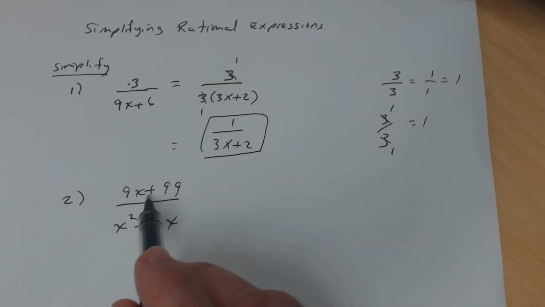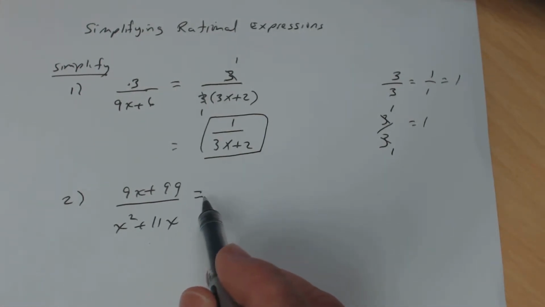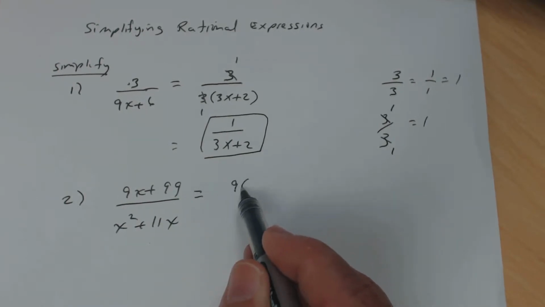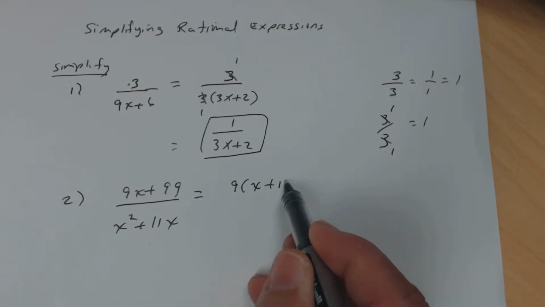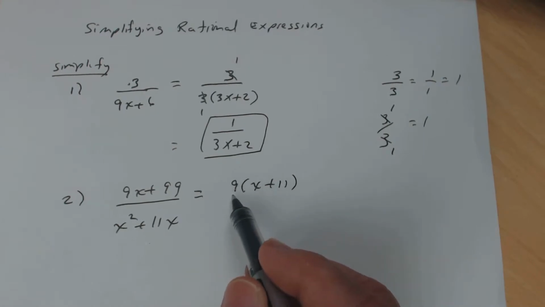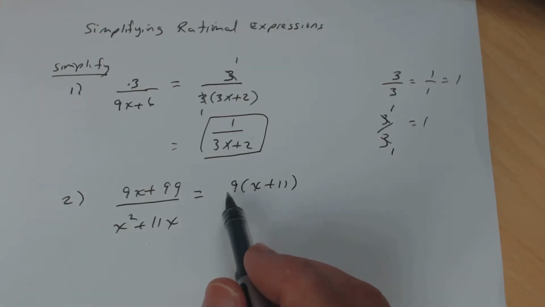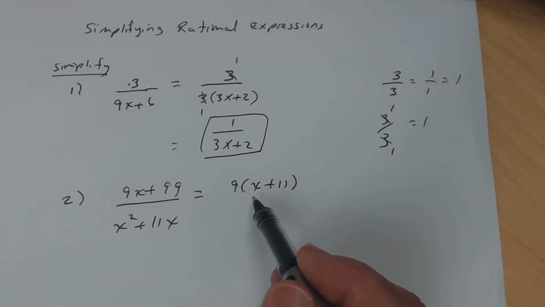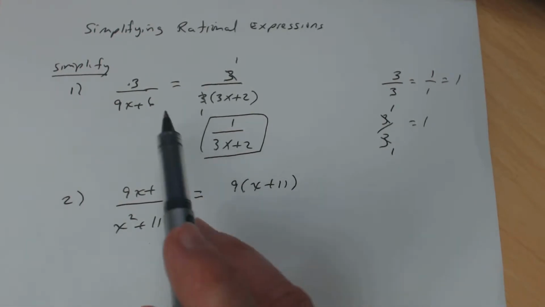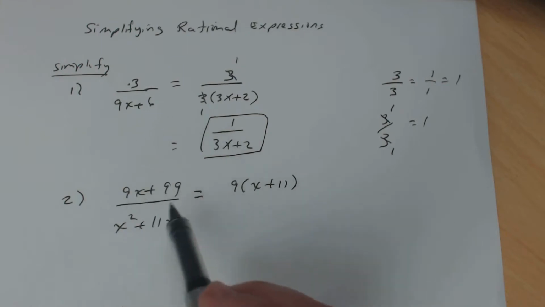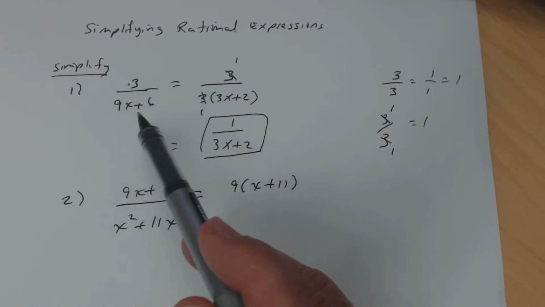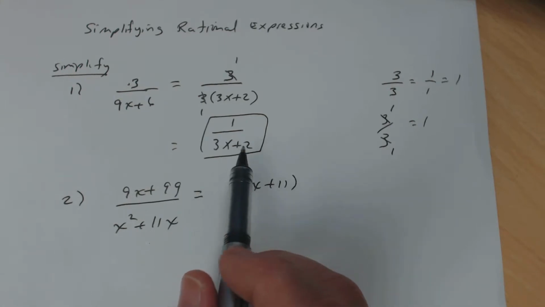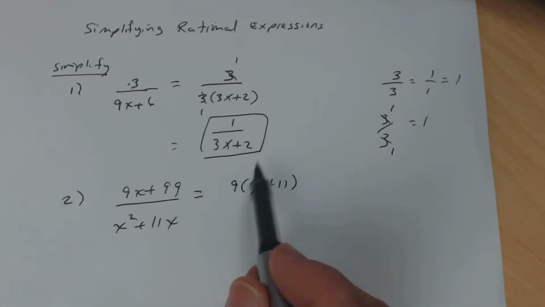So in the numerator, I can factor the numerator. So that's 9 times x plus 11. So remember, you always want to use the greatest common factor. If you don't, you're going to have to go a little bit further with it to make sure you factor completely and this thing is simplified. So you want these rational expressions to be simplified. So always make sure you use the greatest common factor.